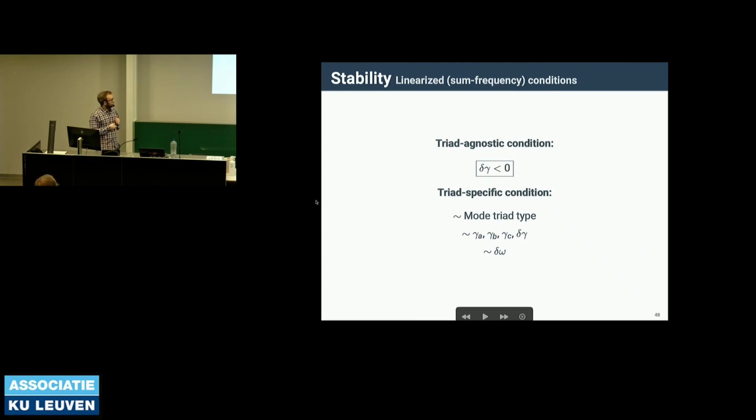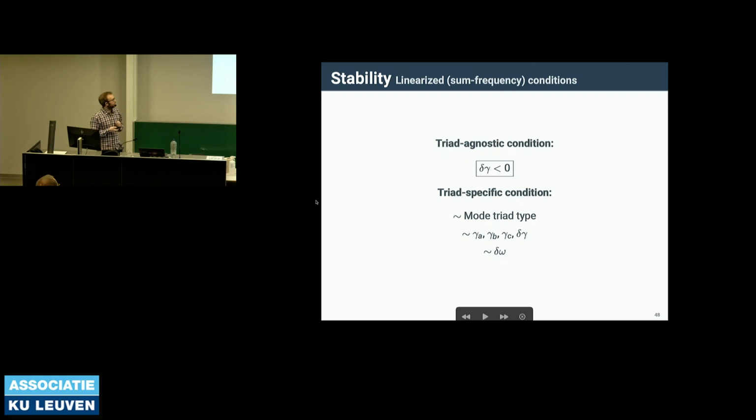And the first one is this triad-agnostic condition, where the sum of the linear driving rates in your mode triads should be smaller than 0. And then we also have the triad-specific condition, which is very much dependent on triad type, as I explained earlier. It is also very much dependent on the values of your linear driving rates, their sum, and the frequency difference.